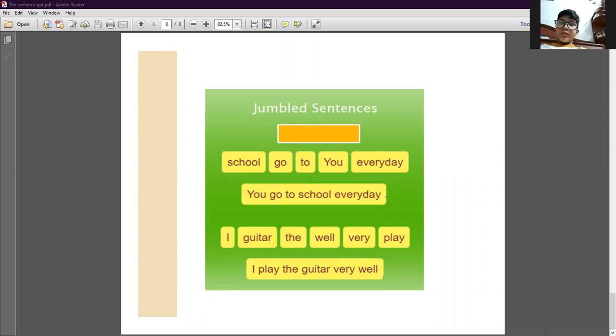मैं बहुत अच्छा गिटार बजाता हूँ. So students, this is all about the sentence.